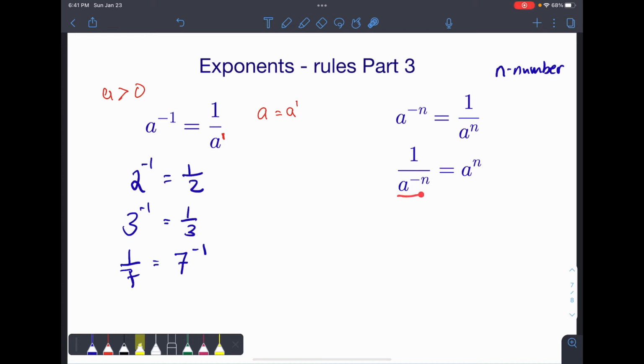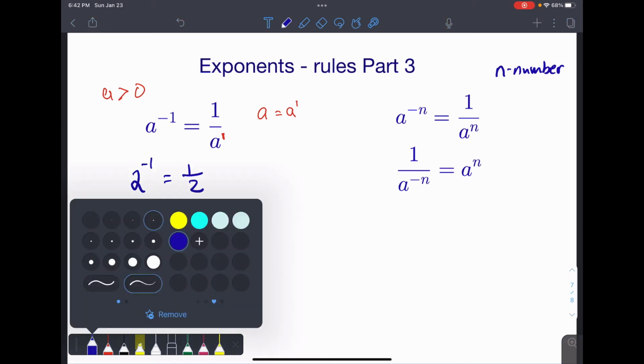Conversely, if we have a negative exponent in the denominator, we could make it positive by bringing the a to the n into the numerator. So it works both ways. We just change the sign of the exponent and flip it from the numerator to the denominator, or the denominator to the numerator. So let's look at some examples here.